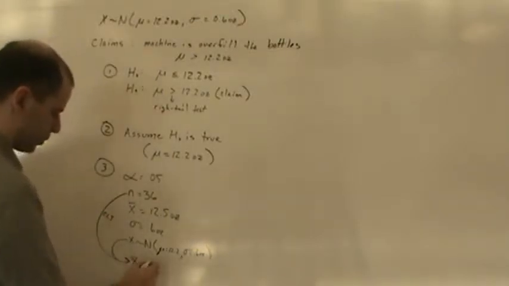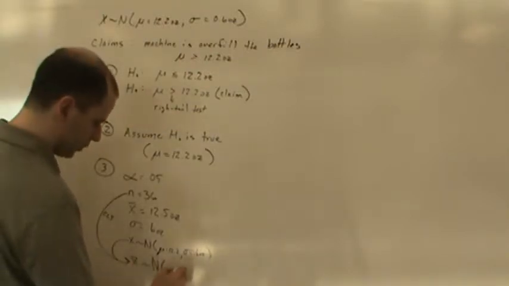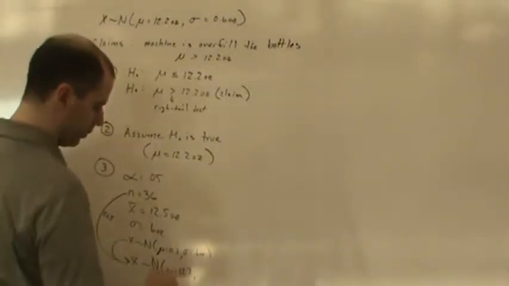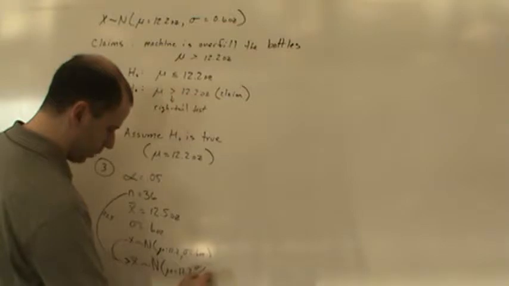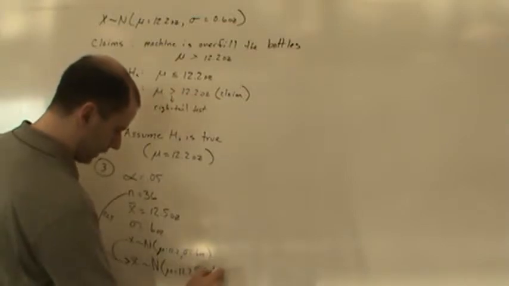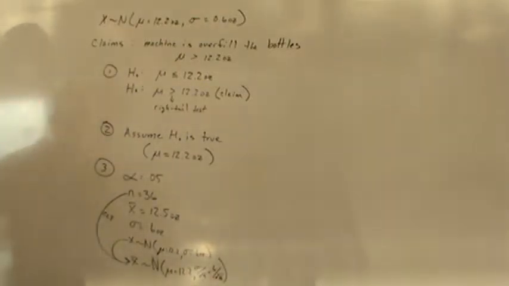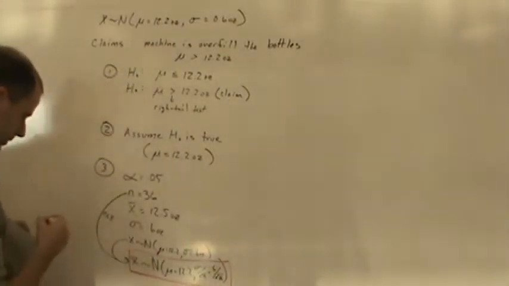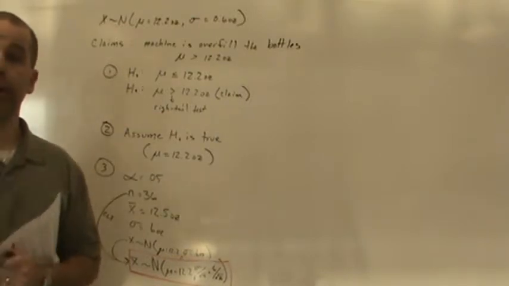So now, what is the distribution? It's going to be normal with a mean that's equal to the same. So it's going to be mu, which under the null is 12.2 ounces, right? We're assuming the null is true. So that's the mean we're going to use. The standard deviation for x bar is sigma divided by the square root of n, which in this case is 0.6 divided by the square root of 36. Okay, now that's the information we're going to use in step 4. So here's the key. We need to know this, because that means that we're going to be able to do the test.